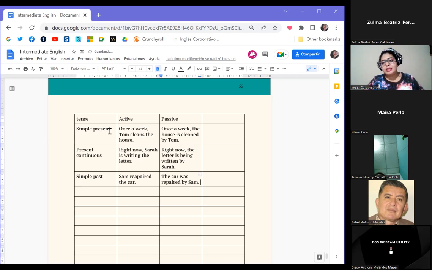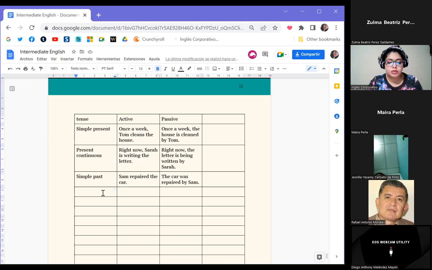Something that we can notice in this kind of structure is that when we are using the structure, we are going to use the specific structure for that sentence. So in that case, we are going to use the structure that we need to write the sentences when we are using the passive.